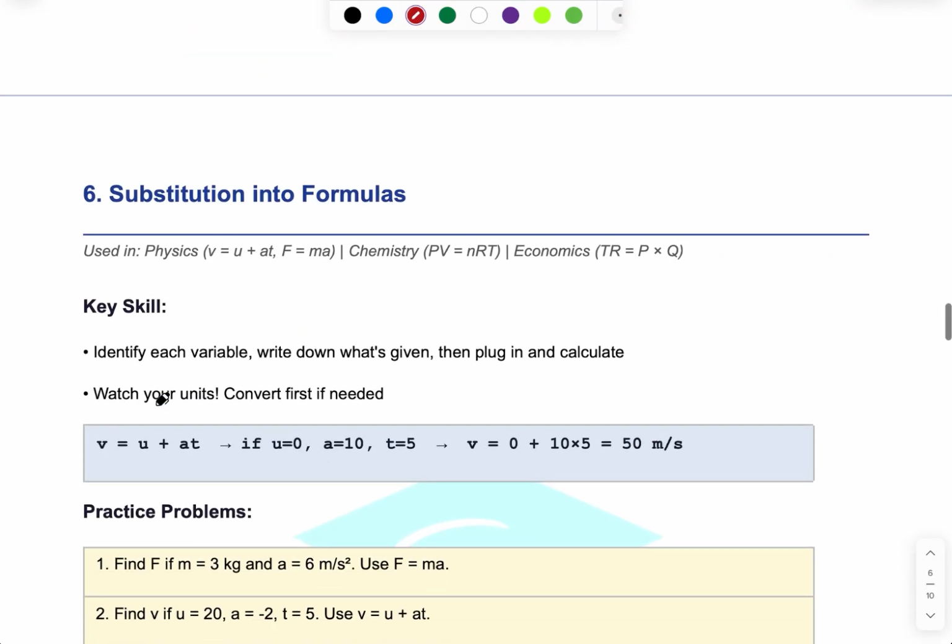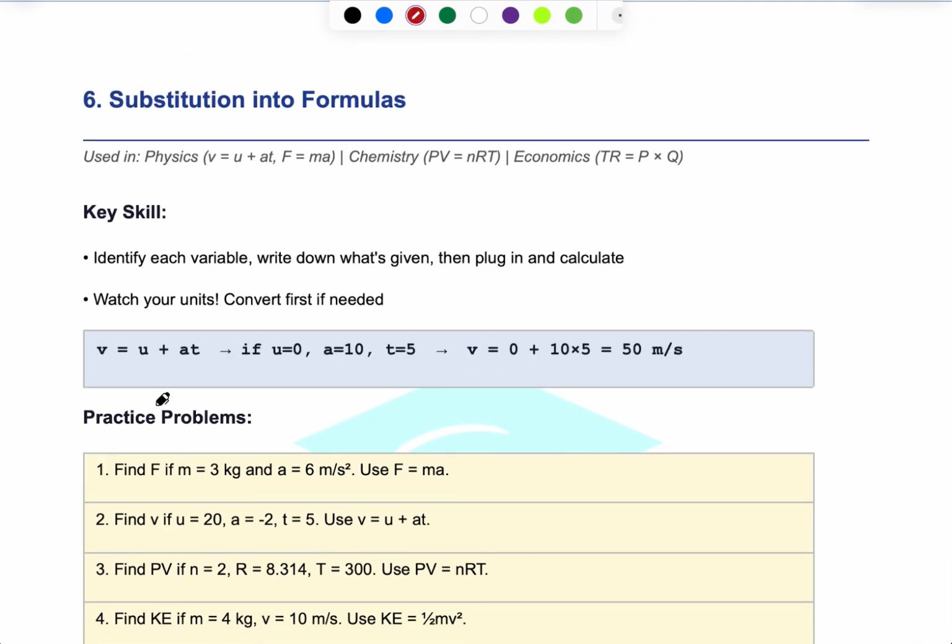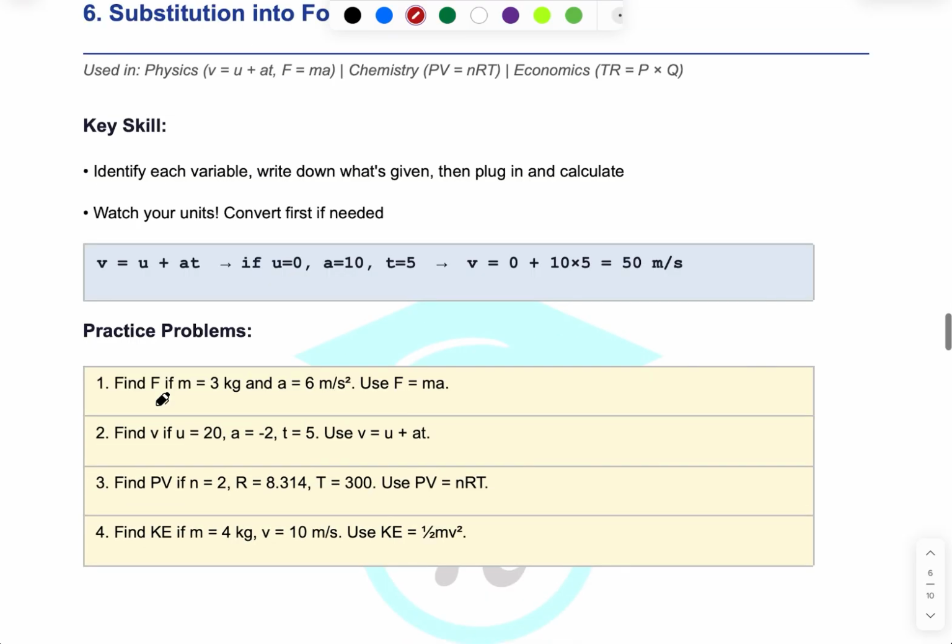So let's go to the next topic. Substitution into formula. This is a very simple and basic skill, but many people still tend to fault at it. You should learn how to input values properly into formulas. For instance, if you have v equals u plus at and you want to find v, put everything appropriately. Use brackets to separate values. Don't mix everything up together.